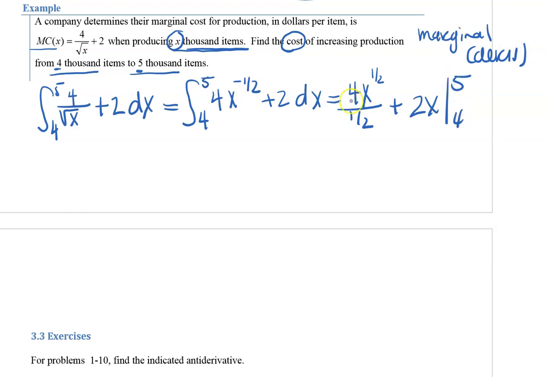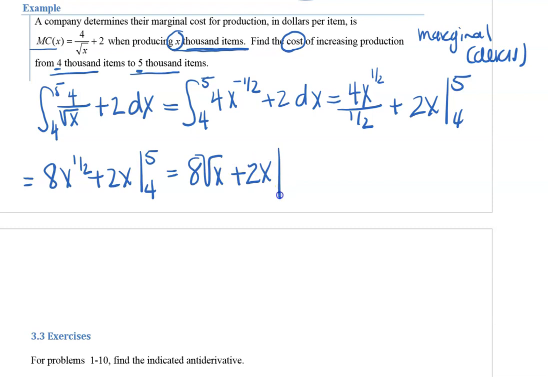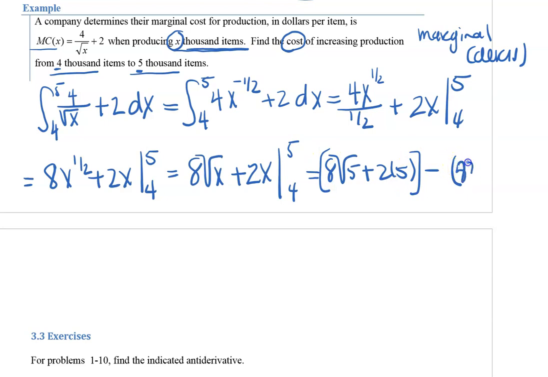Let's clean that up. 4 divided by 1/2 gives us 8x to the 1/2 plus 2x, integrate it from 4 to 5. And so that would be 8 square roots of x plus 2x, 5 to 4, and then evaluate. So 8 square roots of 5 plus 2 times 5 minus the whole grouping of 8 square root of 4 plus 2 times 4. So clean that up.